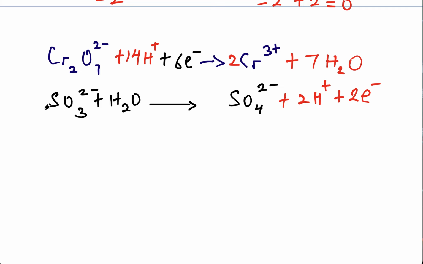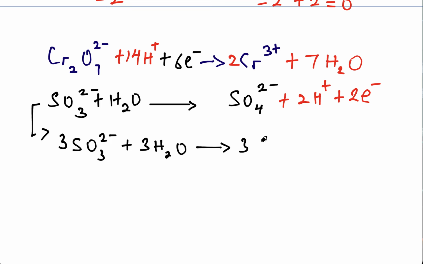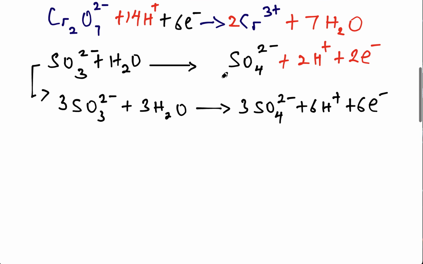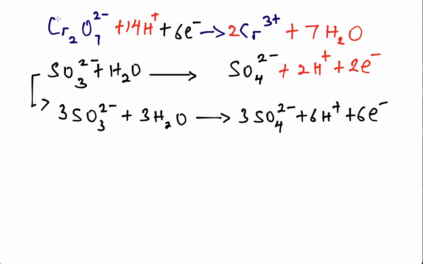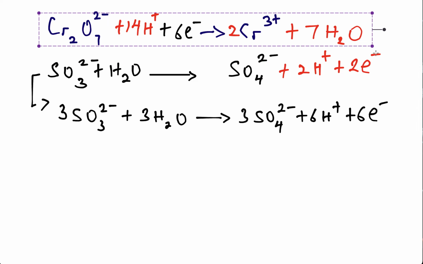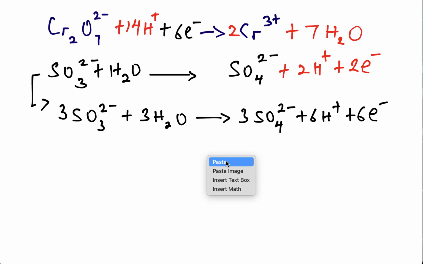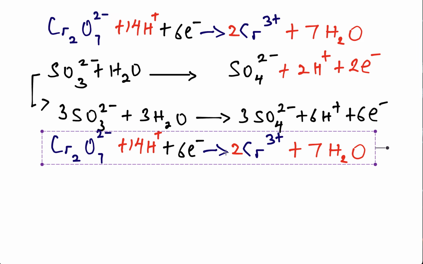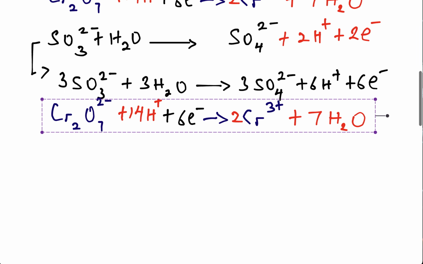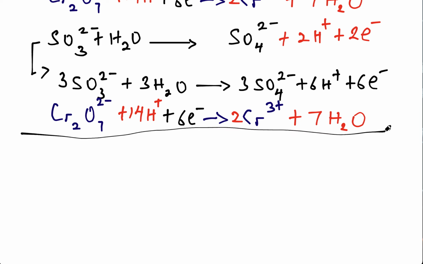So let's quickly get that. If I multiply this whole thing by 3, that will be 3SO3 2-, plus 3H2O, giving 3SO4 2-, plus 6H+, plus 6 electrons. So finally, I will have to add these two equations. For the sake of clarity, let me just bring this down right under it. We have to add these two final equations together, and let's see what it's going to give in total.